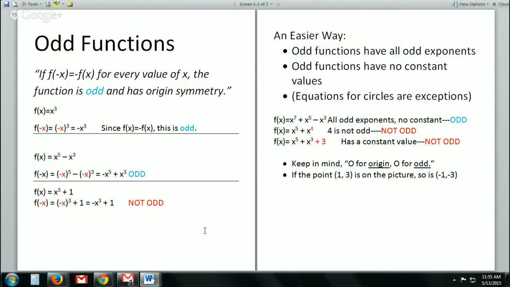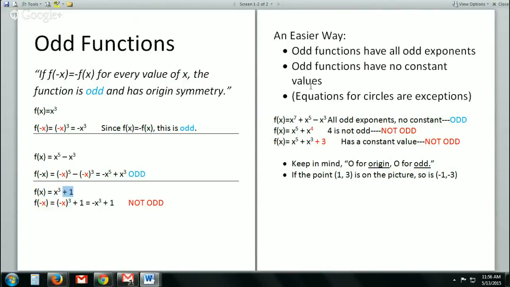Unfortunately, there's a little bit more to it with an odd function. Let's look at the next example here, x cubed plus 1. If you put negative x in for all of the x's, when you take negative x and cube it, you get negative x cubed. But the plus 1 stayed as a plus 1. While this part is opposite of what we started off with, the back is not. The back part was a positive 1 here, and it's a positive 1 there. So this one is not odd. Having that constant value at the back messed things up for us.